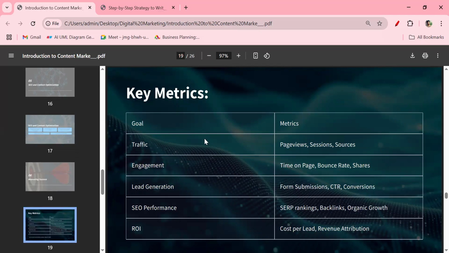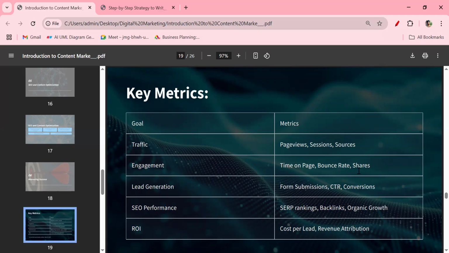How are you going to look at your performance? Whatever action you have taken and whatever output you have given, you have to track key metrics. In traffic, you can have session sources, page views, engagement, time on page, and bounce rate. So it's a matrix. On LinkedIn also we have page views. In engagement, we have the bounce rate and shares. How many people have shared? What is the bounce rate?